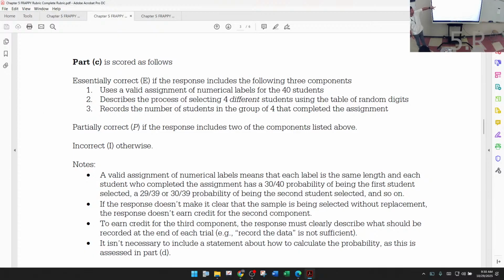Here is essentially correct. Uses a valid assignment of numerical values for the 40 students. Describes a process of selecting 4 different students using that table. And then records the number of students in the group of 4 that completed the assignment. So the rubric seems easy. Hitting the rubric is not. Again, you haven't seen a whole lot of questions like this, so I don't put this necessarily on you.